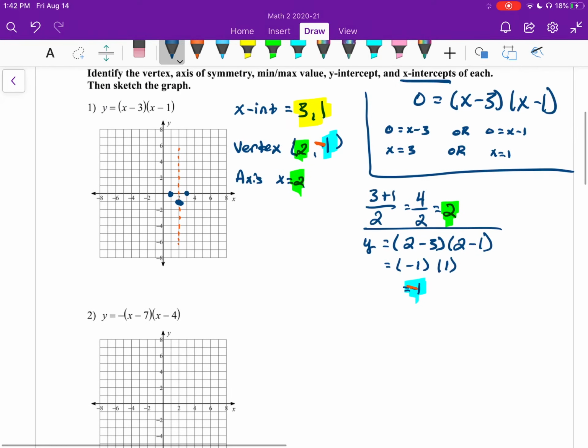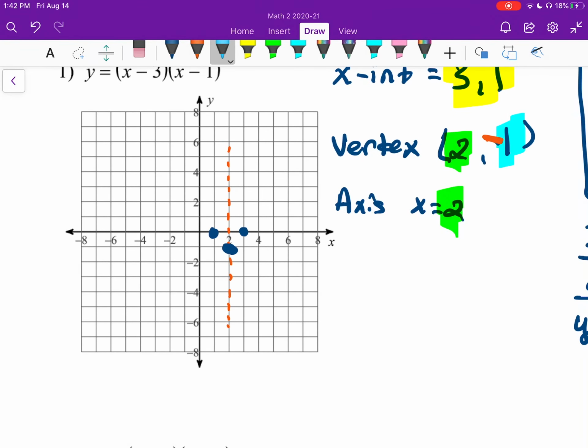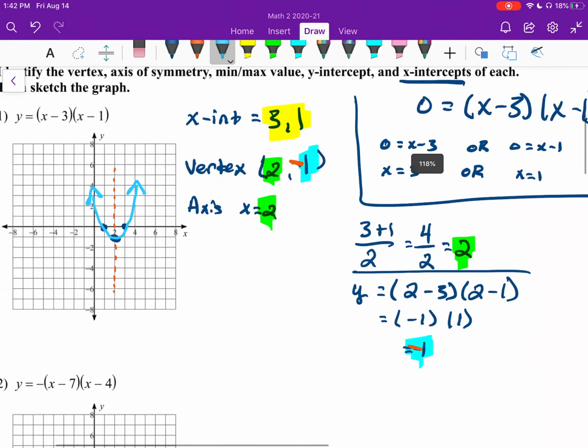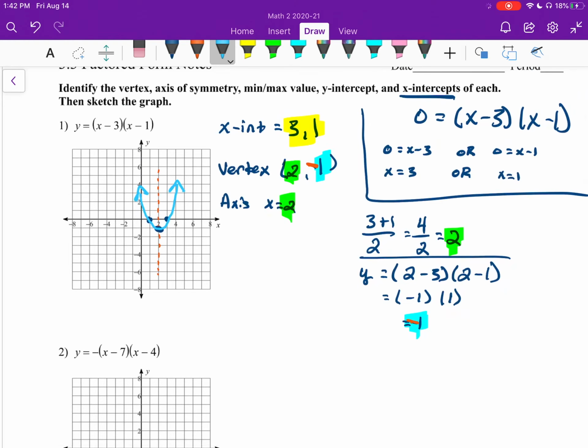Now we have 3 points. We can kind of sketch what it would look like. It's going to be something along the lines of that. So we're going to have a min at y equals -1, right? Because it has a bottom, and that -1 comes from the vertex.